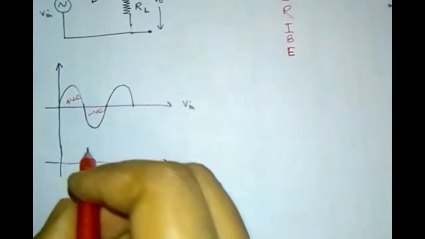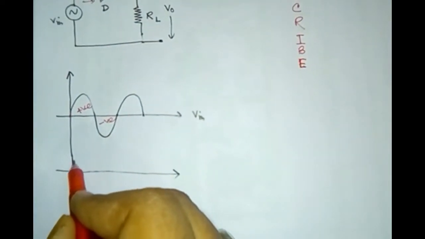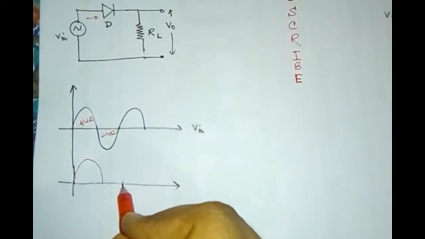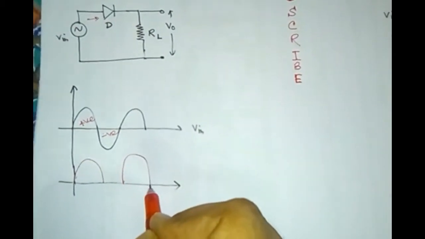So the circuit output will look like this: for the positive half cycle, yes, there is an output. No output for the negative half cycle, and again for the next positive half cycle there will be an output.